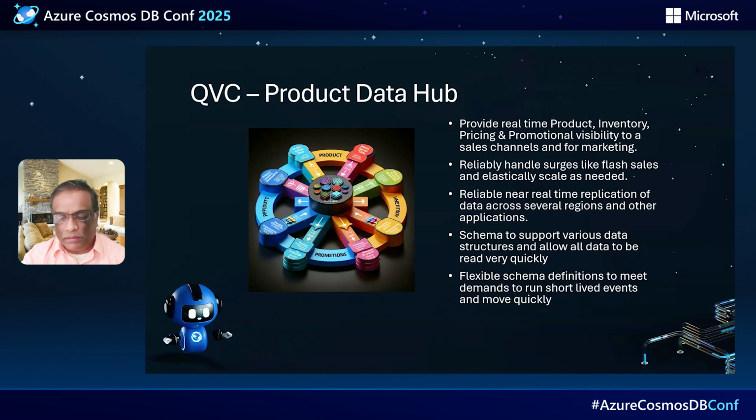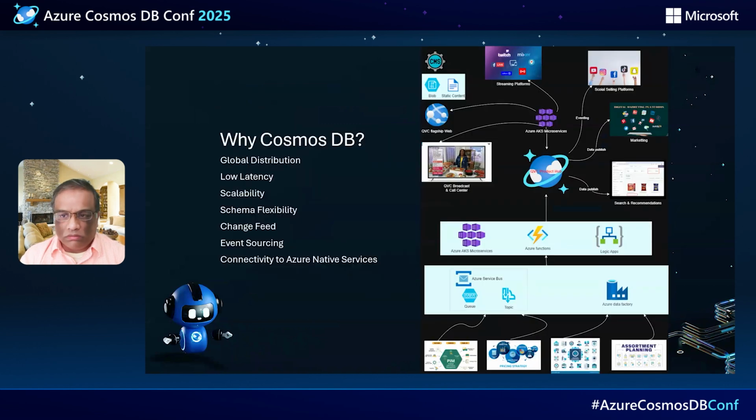Some of the information is listed out in this slide, but what we needed is a very reliable, high performant system that can provide us product information that can be shared across different channels, and make it available for us really quickly.